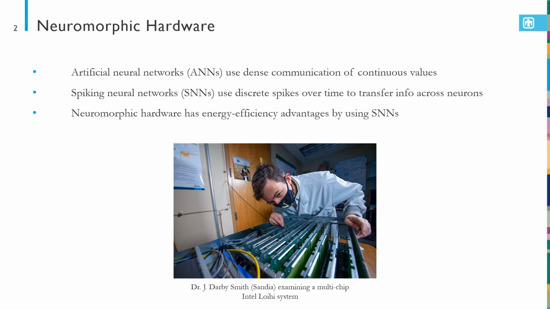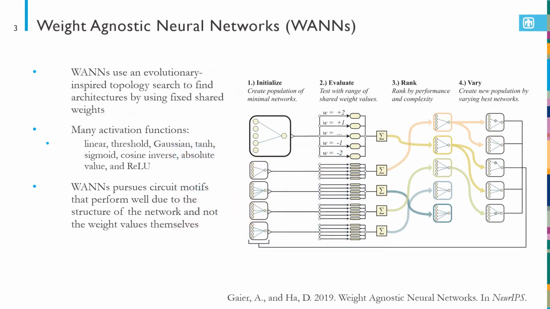Converting ANNs to SNNs is relatively difficult, but some ANNs are compatible with neuromorphic hardware, particularly ones using threshold activation functions. Neuromorphic hardware tends to vary in implementation from vendor to vendor. To work towards algorithm hardware co-design, I investigated using weight-agnostic neural networks to generate sparse network topologies.